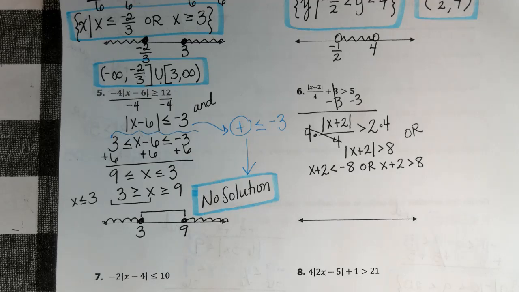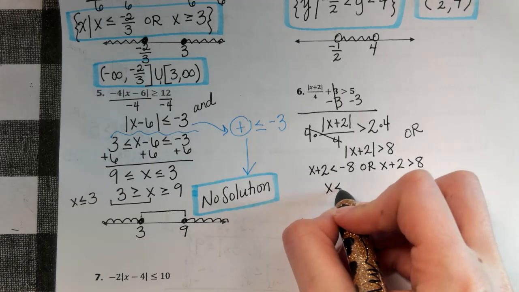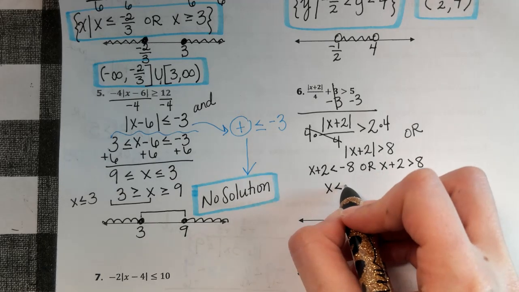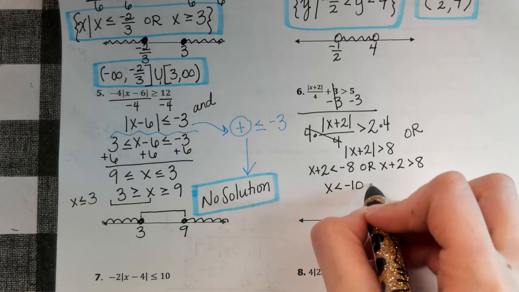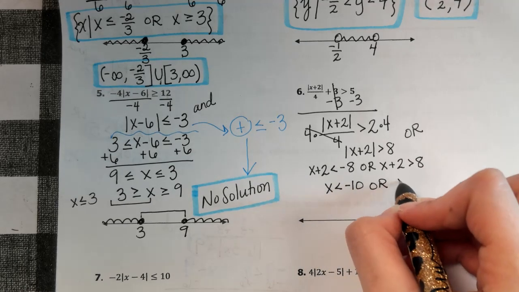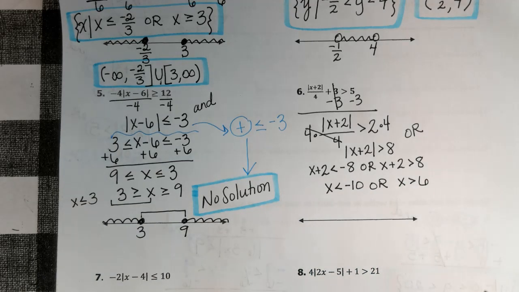Now solve it by subtracting 2. x is going to be less than what? Subtracting 2 from negative 8, that would be negative 10. Or x is greater than 6. Very good. Is that correct?